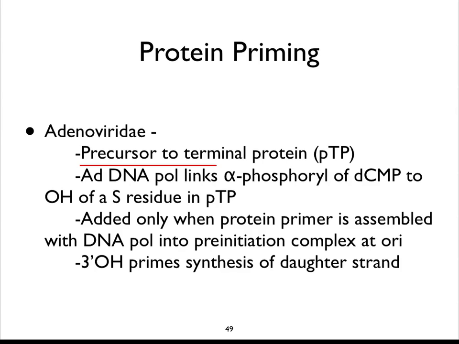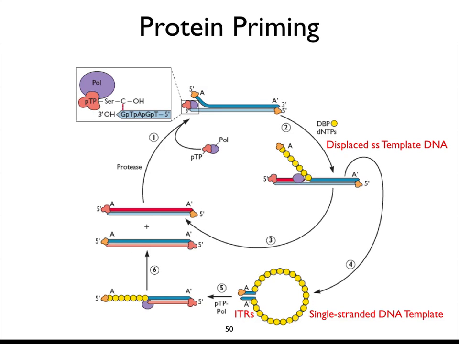So like every other DNA molecule that we study and look at its replication, it requires some sort of pre-initiation complex. In this case, it's virus DNA polymerase, virus DNA, pre-TP. And here's how it goes. Here's your incoming DNA molecule. It has protein at its 5' end. It transcribes that DNA, and when it does, it makes a bunch of proteins. One of them is PTP.